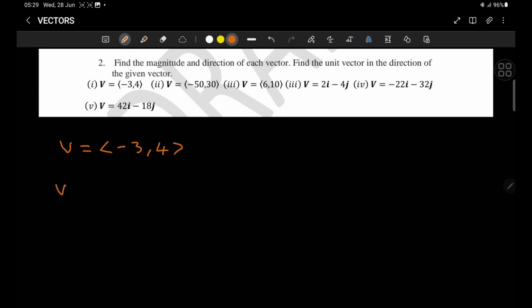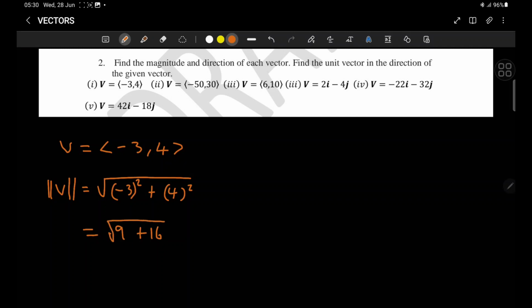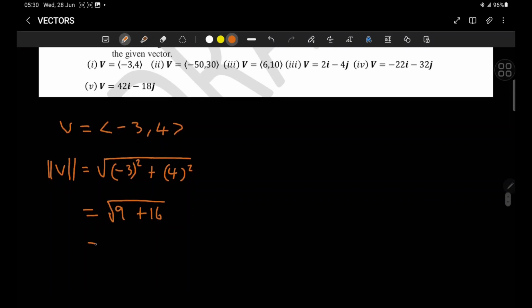So the magnitude will be presented as that, which is equal to the square root of negative 3 squared plus 4 squared. So this will be 9 plus 16, which is 25. Square root of 25 is 5. So this is our magnitude.